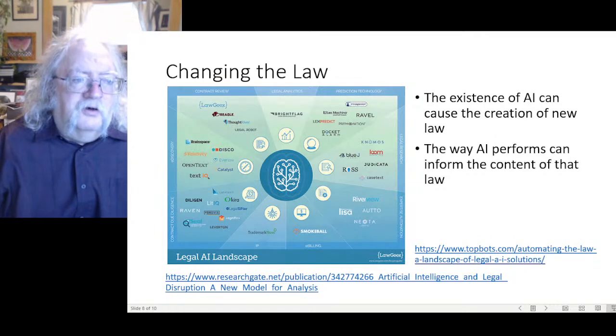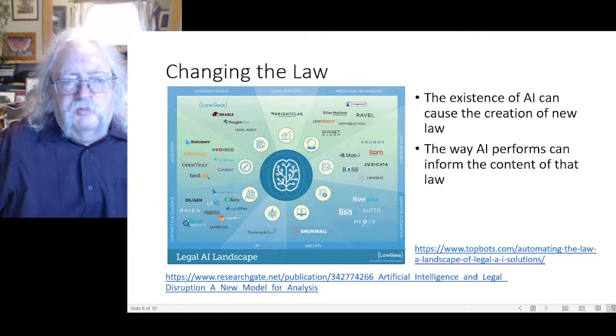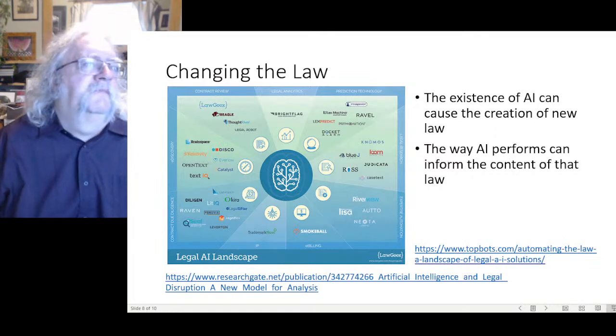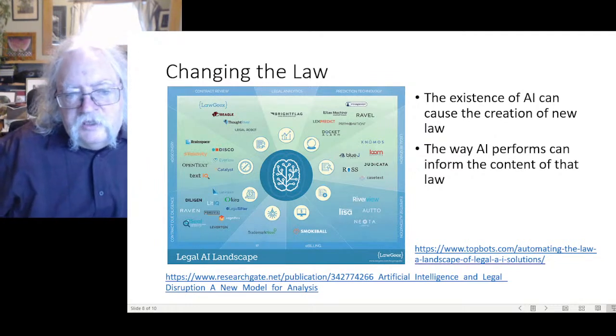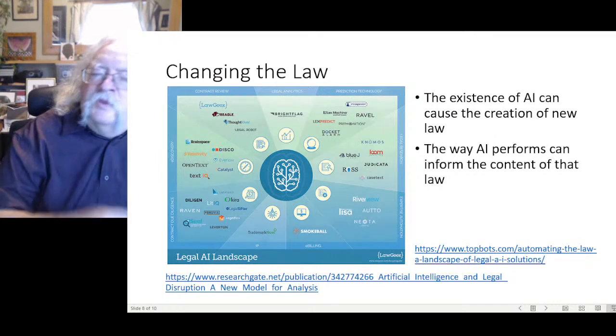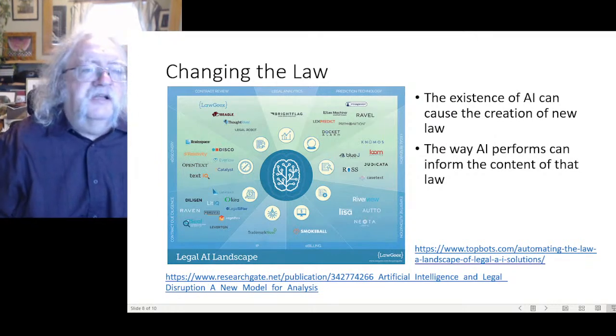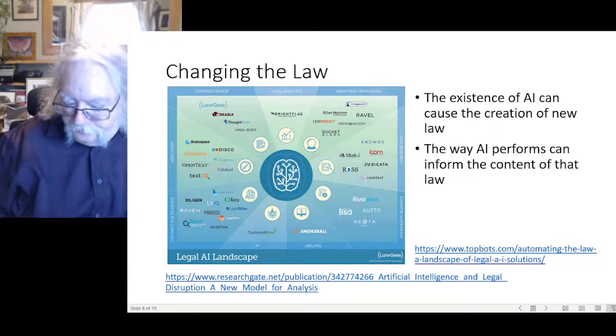And if we look at all of the different applications, everything from OpenText to Legal Robot to Lex Predict, which would predict what a judge's verdict would be, to Case Text, and so on, all of these applications, we can see that artificial intelligence is going to have a significant impact on law.